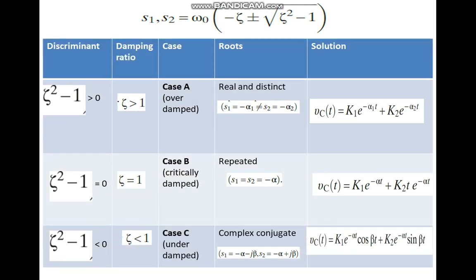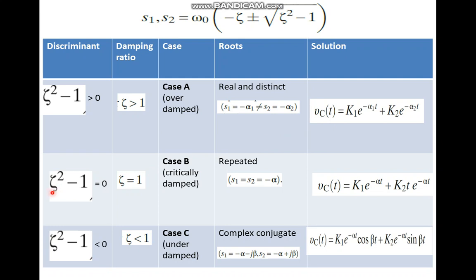Once the roots of the characteristic equation are obtained, we can see that if the discriminant is greater than 0, that is zeta squared minus 1 is greater than 0, then we get real and distinct roots. When zeta squared minus 1 is greater than 0, it means that zeta will be greater than 1. If the roots of the characteristic equation are real and distinct, we know that the solution is of the form k1 e to the power root number 1 times t plus k2 e to the power root number 2 times t. Such a response is called an overdamped response.